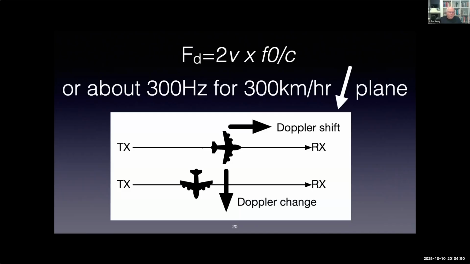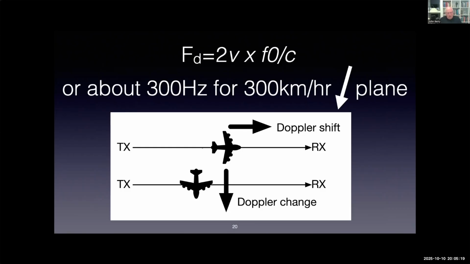The Doppler equation up there: the Doppler frequency is twice the velocity times the carrier frequency over the speed of sound. Sorry, speed of light, speed of sound. I'm still on police cars. And we're getting about 300 hertz. For a 300 kilometer an hour plane, we probably heard about 300 hertz on that clip at the very beginning. The pitch change was something like 300 hertz.